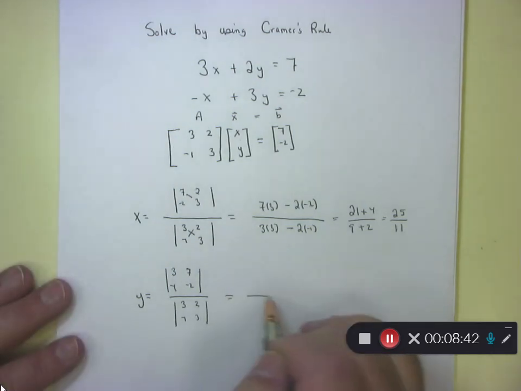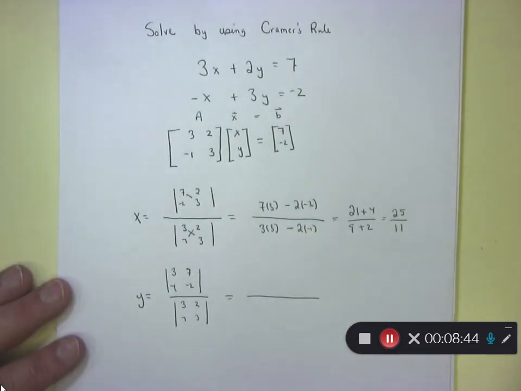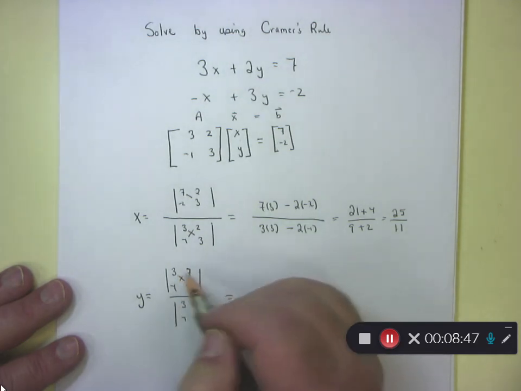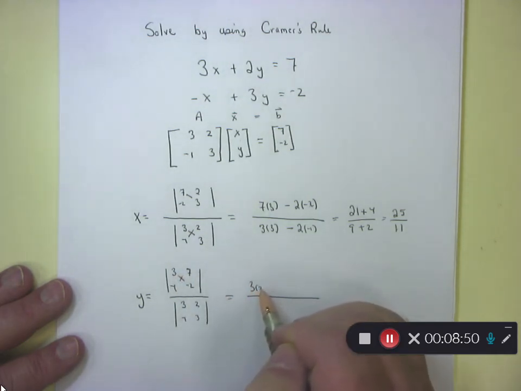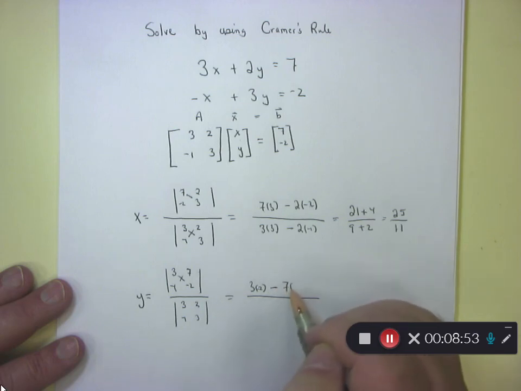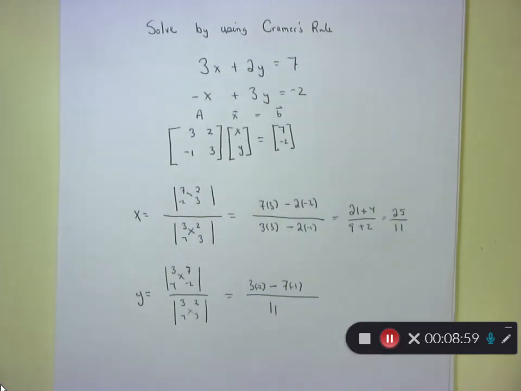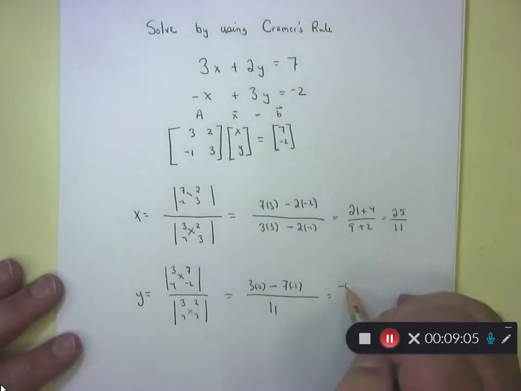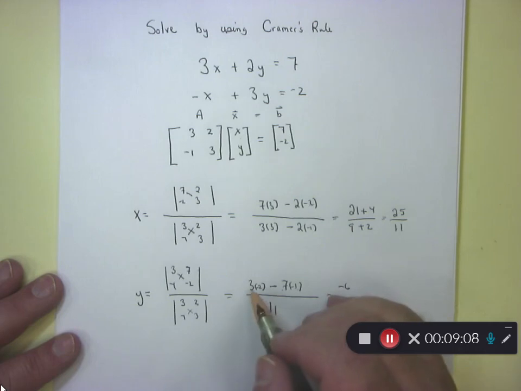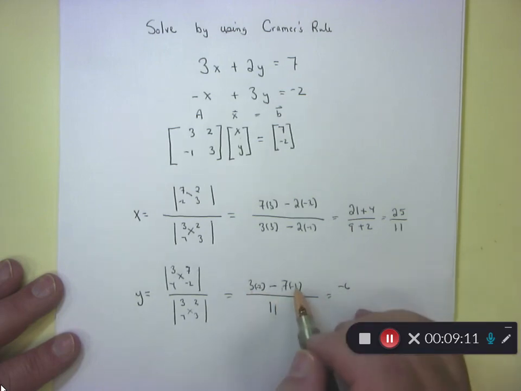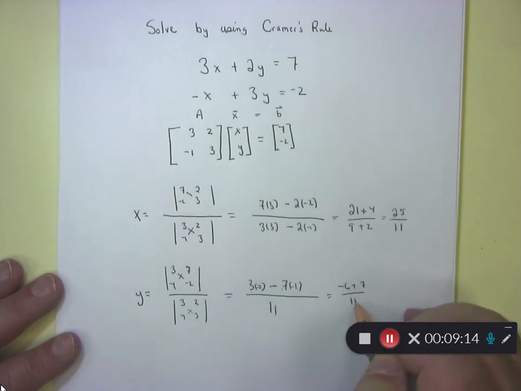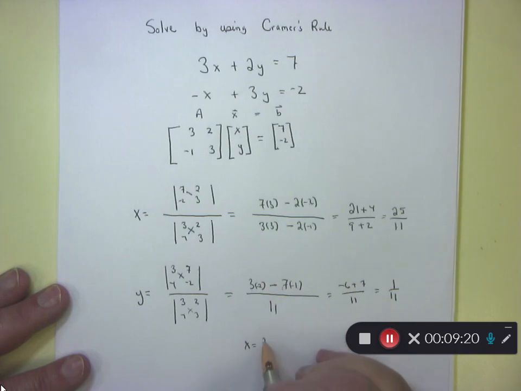For the second variable, I do the main diagonal of the numerator. That'll be 3 times negative 2 minus 7 times negative 1, divided by, you've already done the determinant of this guy. What do we get? 11. Again, that's that efficiency aspect. You've already done it. You can just plug it in. So I end up getting negative 6, negative 7 times a negative 1 is a plus 7, over 11. So I end up getting pretty much 1 over 11. So the answer here is x is equal to 25 elevenths, y is equal to 1 eleventh.